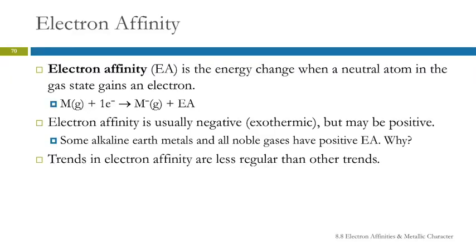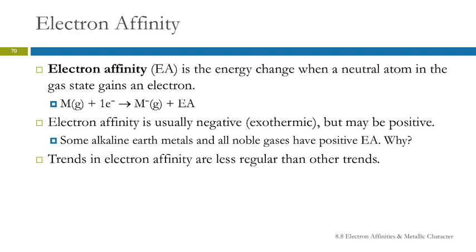We've been talking about periodic trends in the periodic table. One of these trends is electron affinity. It's a little bit like the opposite of ionization energy. It's the energy change when a neutral atom in the gas state gains an electron. Ionization energy was a neutral atom in the gas state losing an electron.